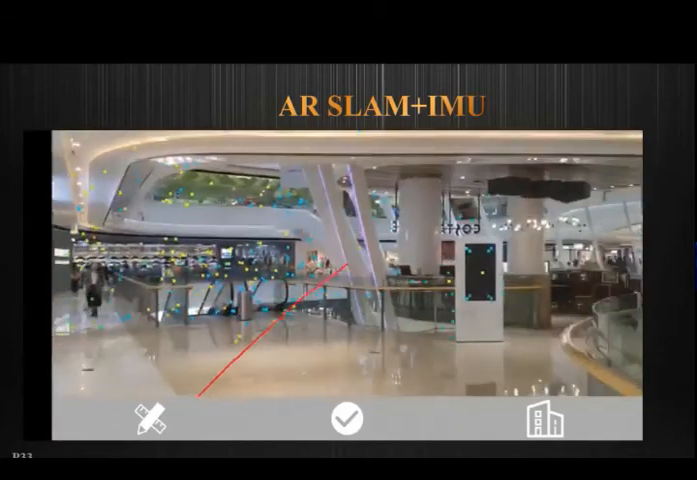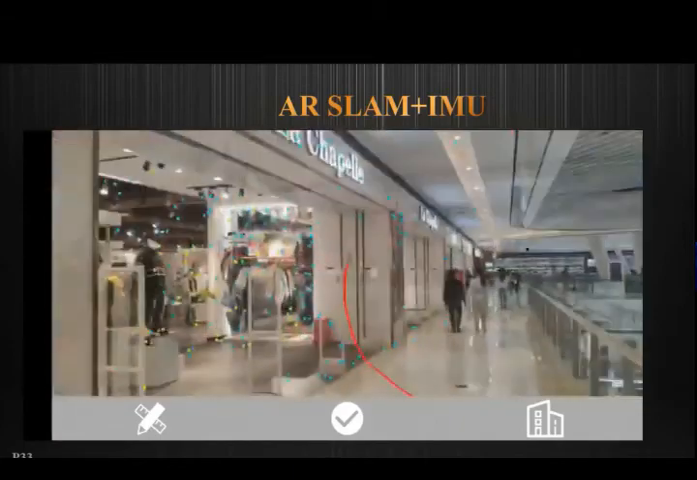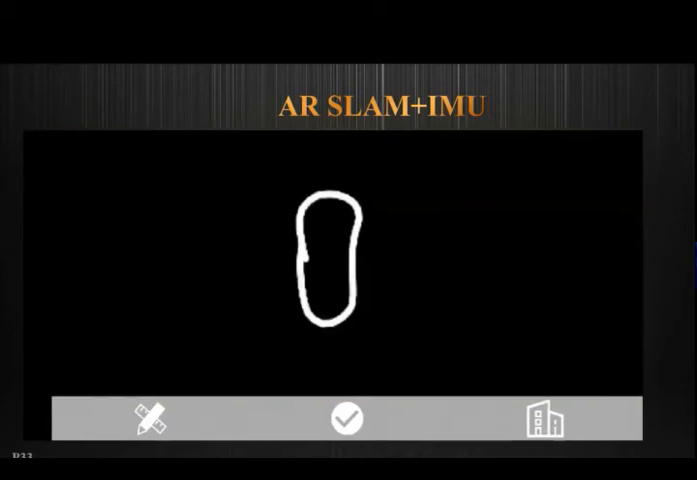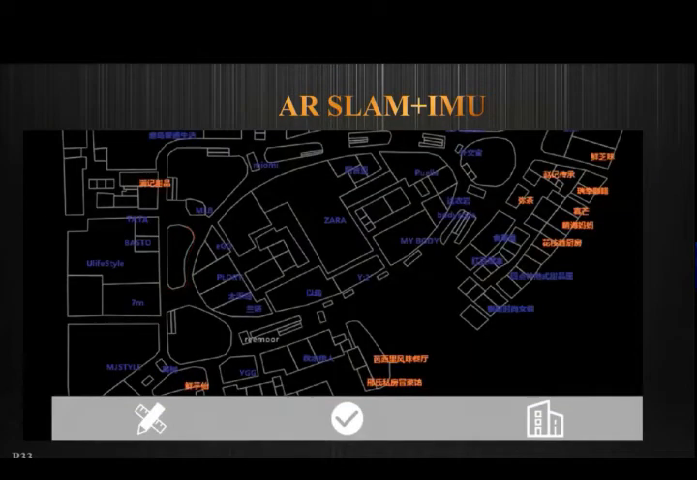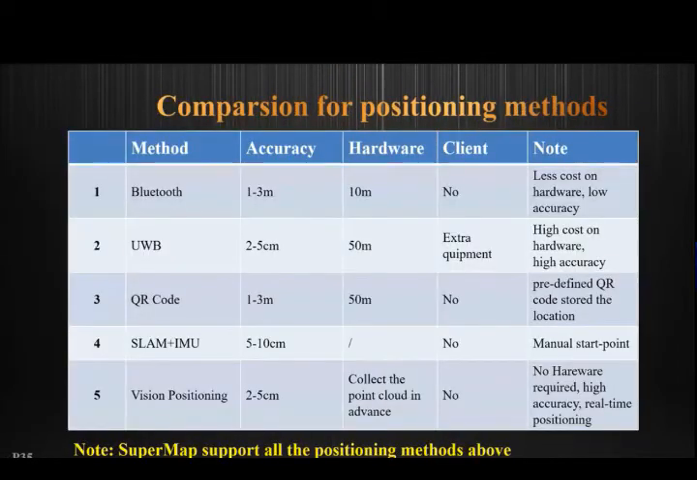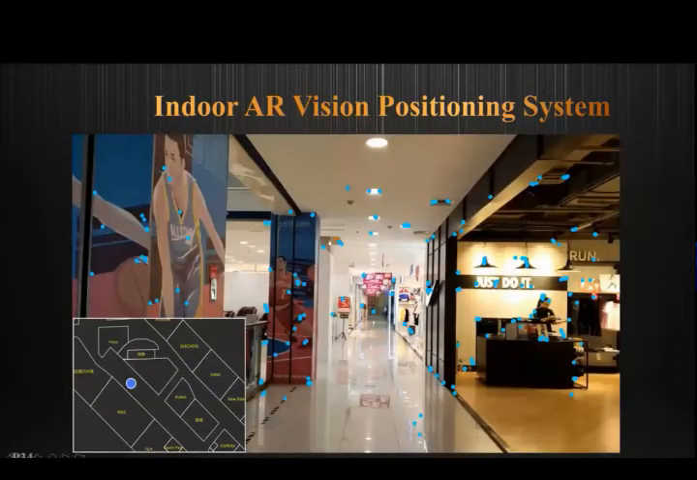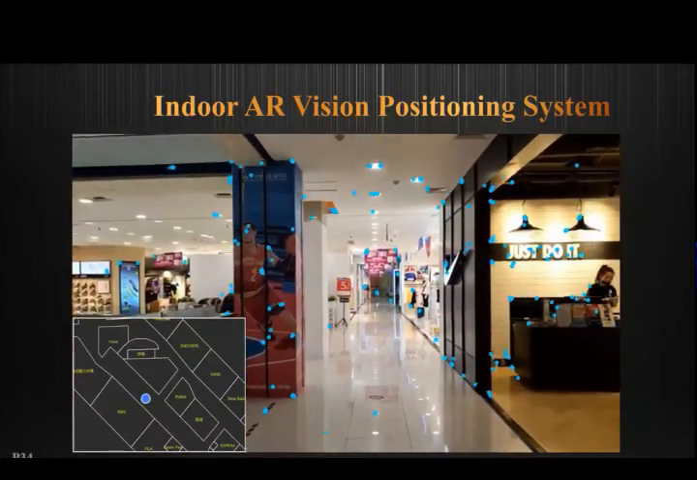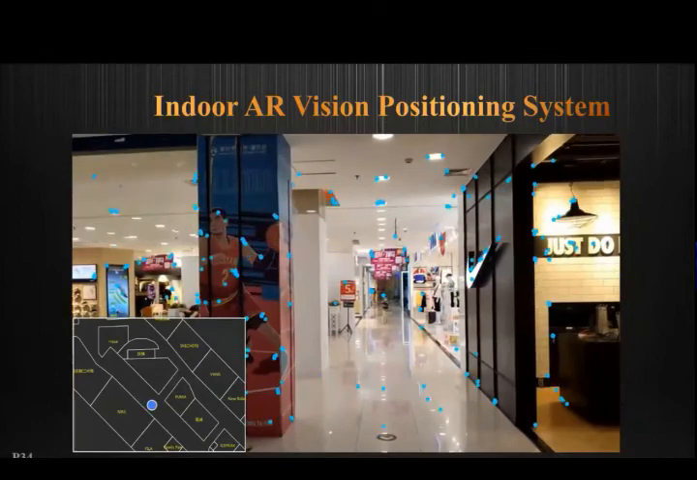Let's see the accuracy of the AR SLAM and IMU. We walk around this building, then we get a track. They can match closely with the indoor map. This is the indoor AR vision positioning system.